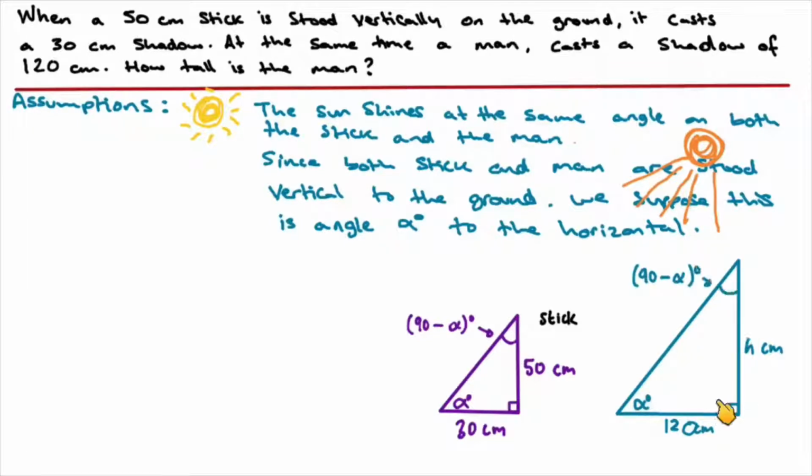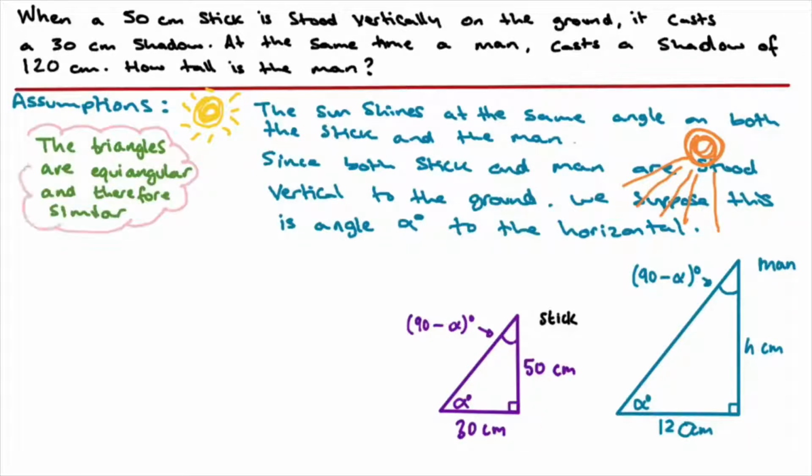Here's a diagram of the man. The man is standing h centimeters tall. The sun casts a shadow of 120 centimeters. This is my same corresponding angle alpha. This is my 90 degrees. That leaves me with my third angle, which is 180 minus 90, so 90 minus alpha gives me whatever's left over. So this angle here would correspond to this angle here, so they're both the same. 90 degrees is the same, so that means the triangles are equiangular and therefore similar.